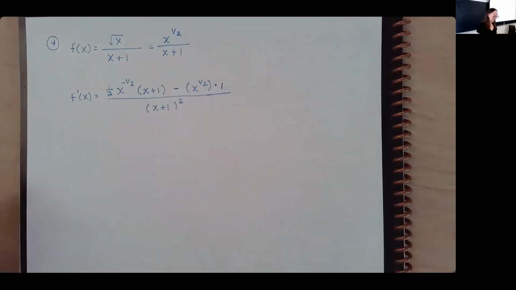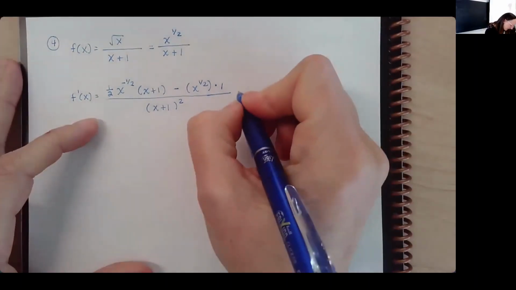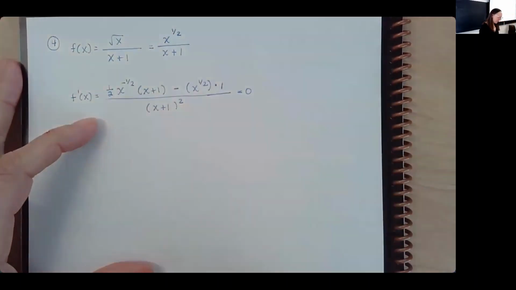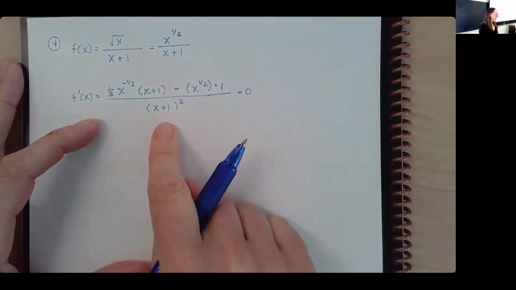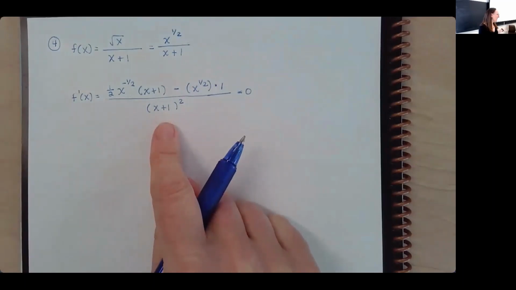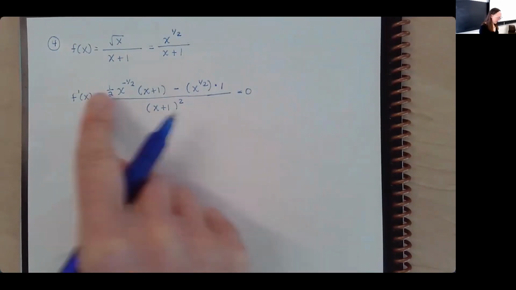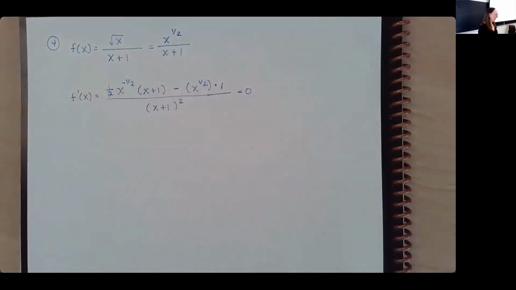If I need to set this equal to 0, though, we're going to have to do more algebra. Should we do the more algebra? Okay, I saw some head nods in the room. I'll go for that. So if I'm going to do more algebra, setting this equal to 0, if the denominator is 0, the whole thing is undefined. So I'm not worried about that. I'm really just worried about where the numerator is equal to 0.